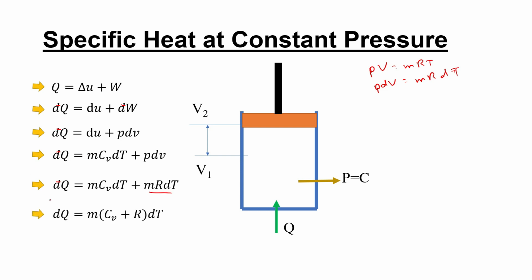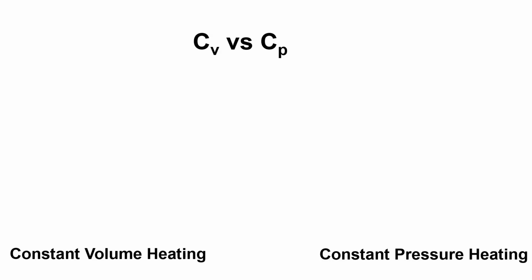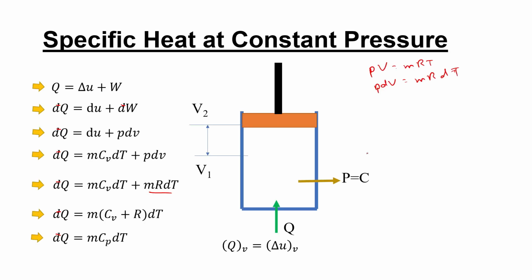So dQ is equal to m (Cv plus R) dT. And this dQ is equal to m Cp dT. This is the specific heat at constant pressure. So Cp is equal to Cv plus R.